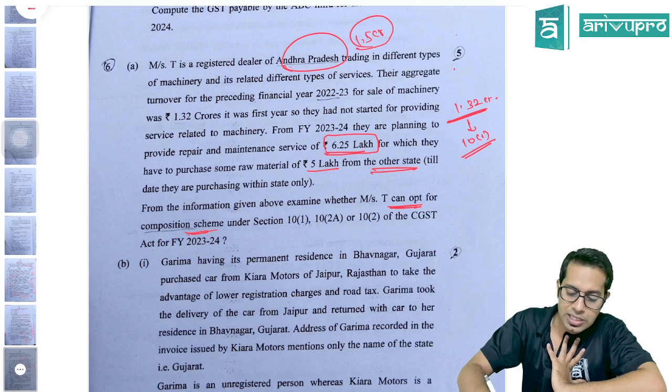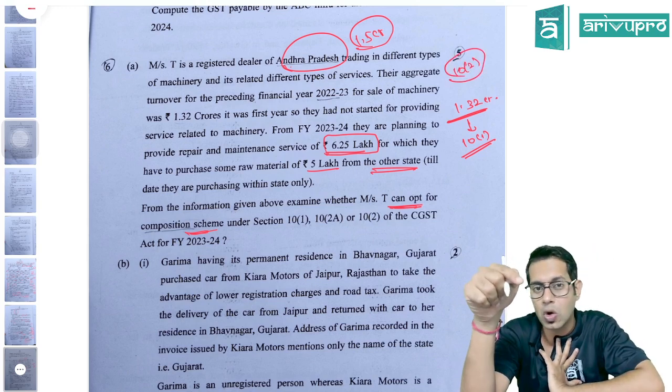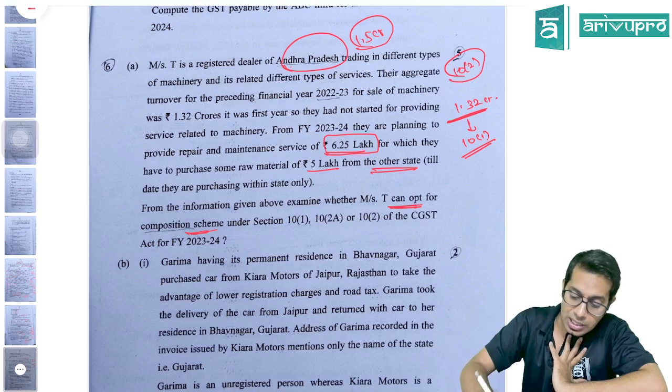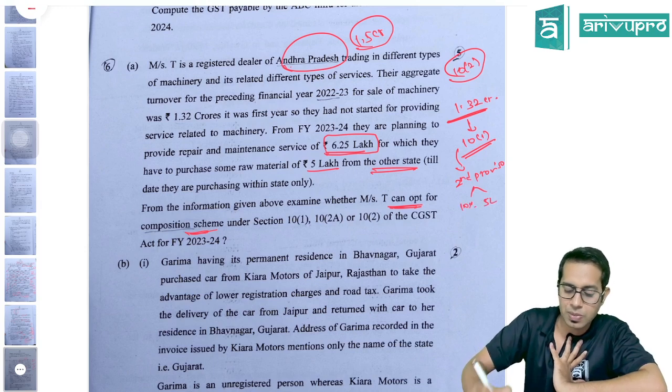So if you see section 10 subsection 2, the condition says you should not supply services if you want to become a composition dealer. However, section 10 subsection 1 has a proviso. The second proviso to section 10 subsection 1 says you can supply services up to 10% of turnover in the state or 5 lakh rupees, whichever is higher.